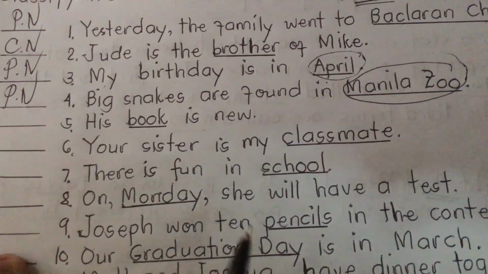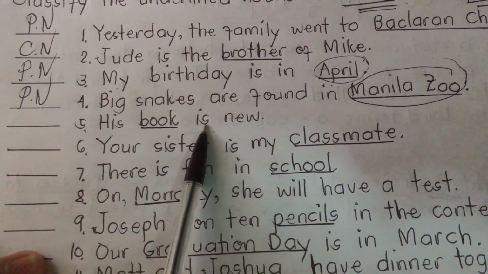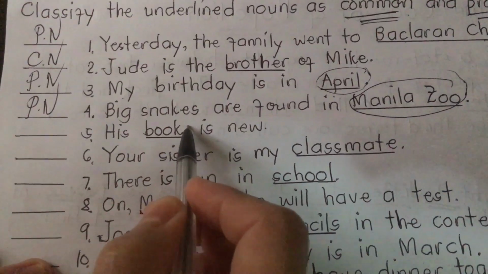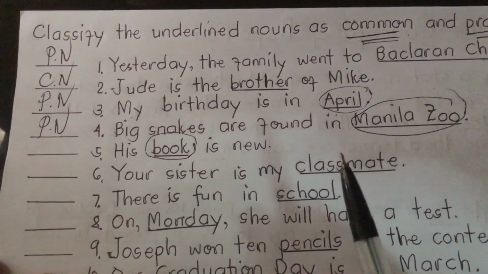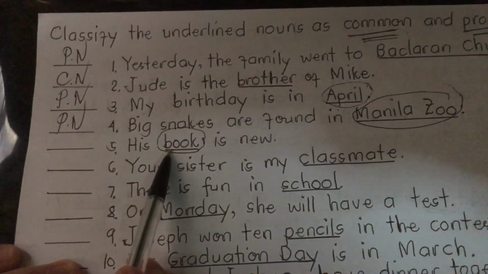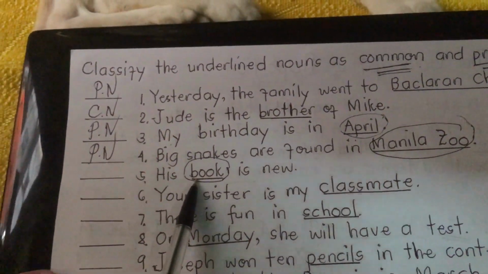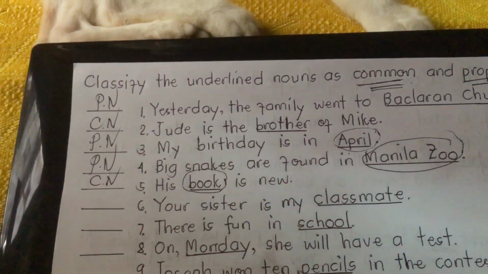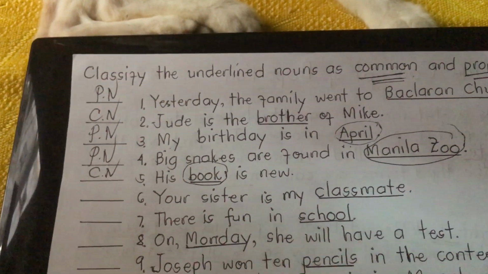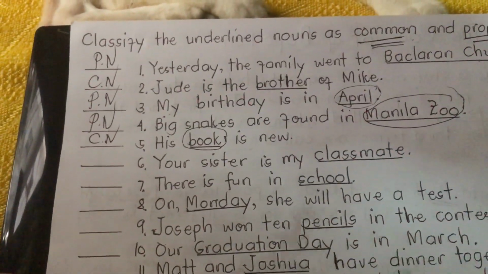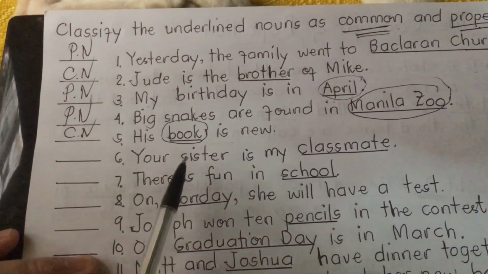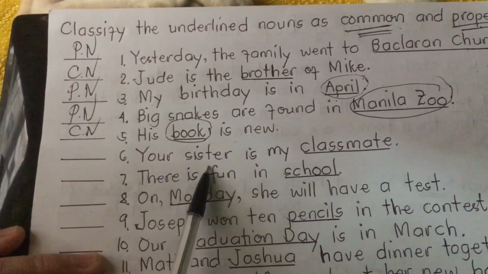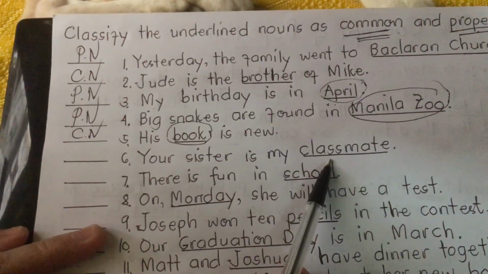Next, five. His book is new. The underlined word is book. That means to say, book is not a proper noun. That is a common noun. So we're going to write C-N. That's the short form. Next is, your sister is my classmate.